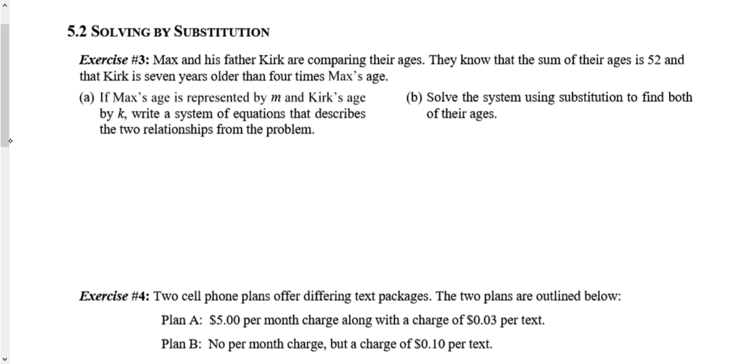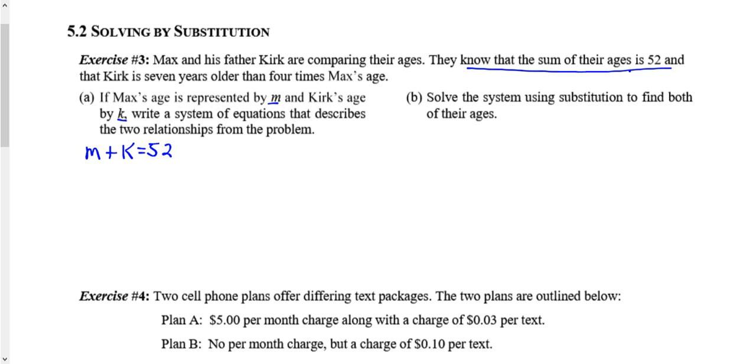So let's focus on this one. And they want us to use M for Max's age and K for Kirk's age. So what would be our equation for that? M plus K equals 52. Yeah?